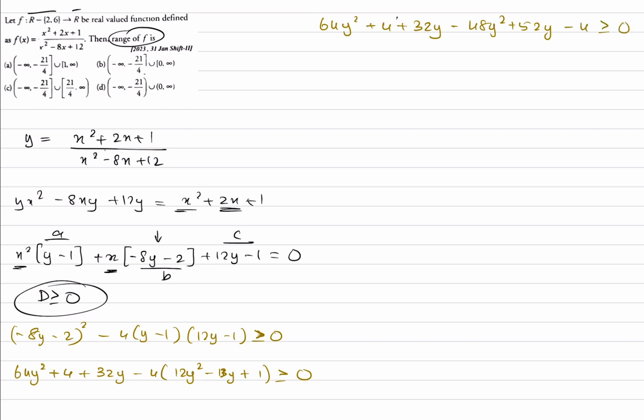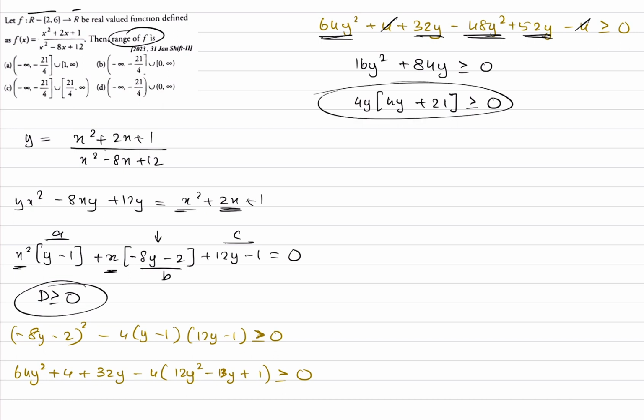And from this, can we cancel 4 and minus 4? Yes. 64y square minus 48y square, that is going to be 16y square. 32y plus 52y is going to be 84y. This is greater than or equal to 0. And from this, can I take 4y common, and I will be getting 4y plus 21. Okay. This is going to be definitely greater than or equal to 0.